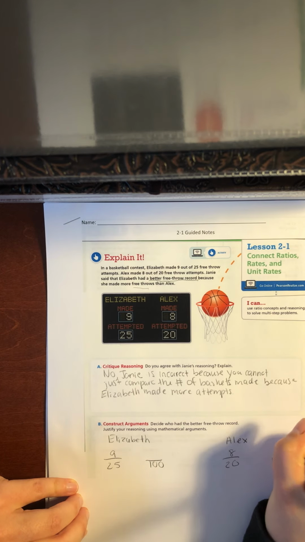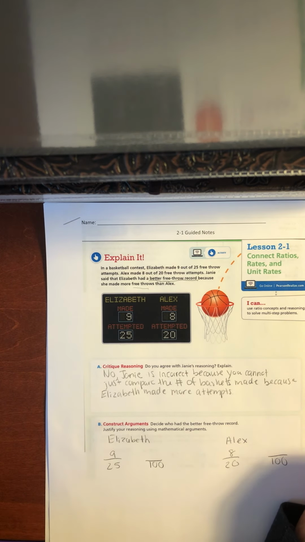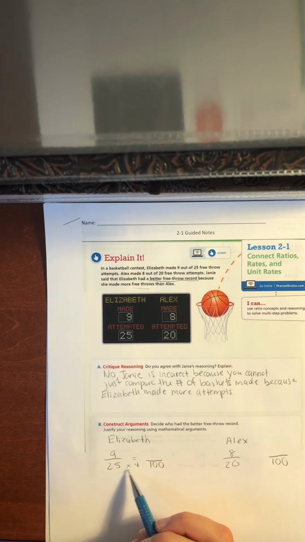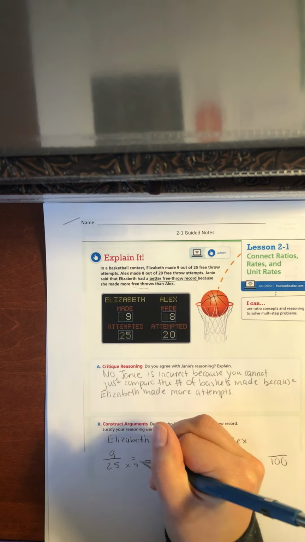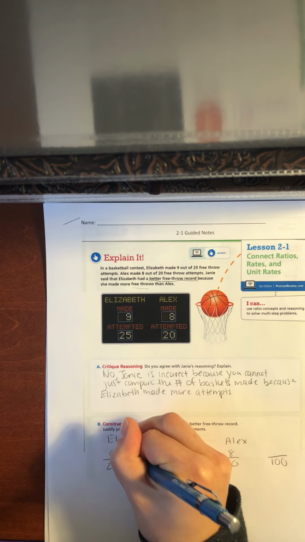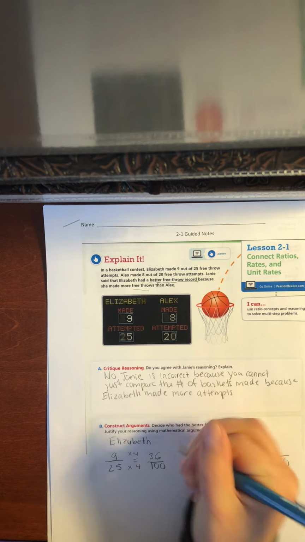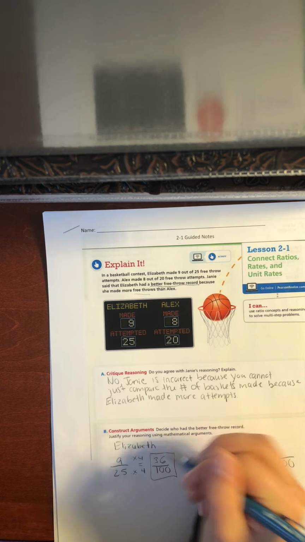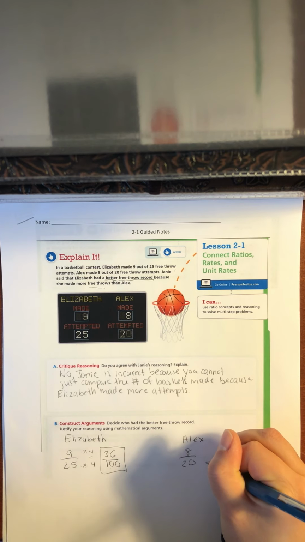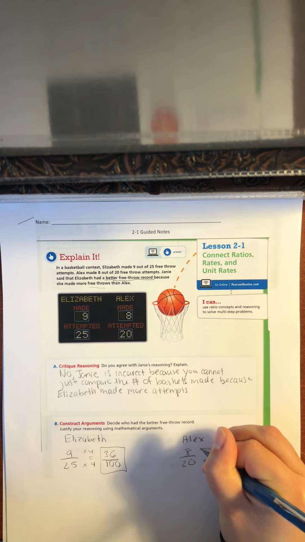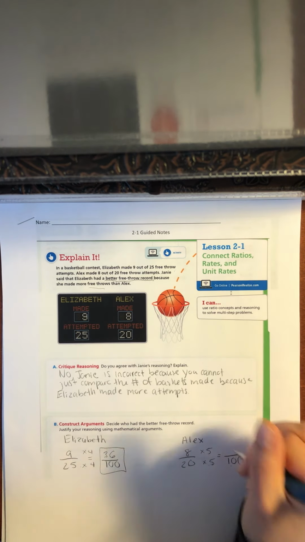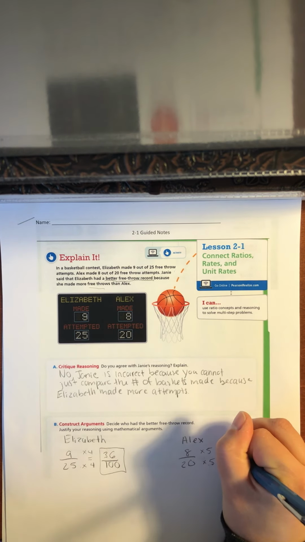So basically I'm going to get both of these fractions to have a denominator of 100, and to do that I'm going to multiply the denominator by 4 here because 25 times 4 is 100. Now if I multiply the denominator by 4, I also have to multiply the numerator by 4. So 9 times 4 is 36. So 36 out of 100 throws, and then this one we're going to multiply by 5, because 20 times 5 is 100. Multiply numerator by 5. 8 times 5 is 40.